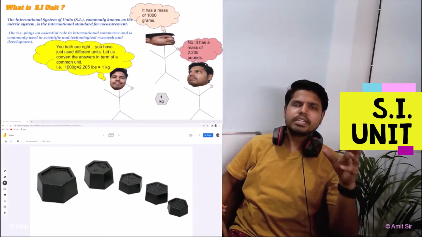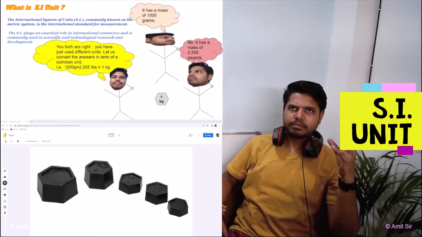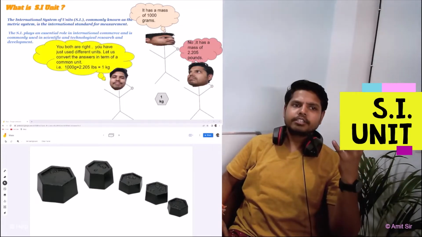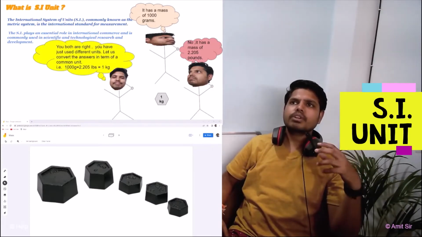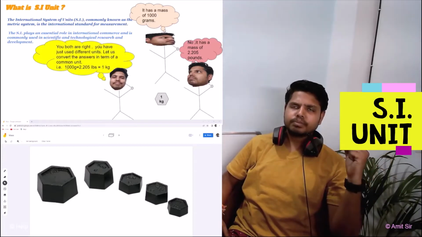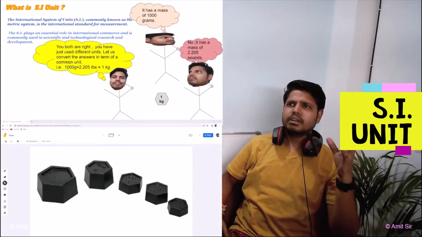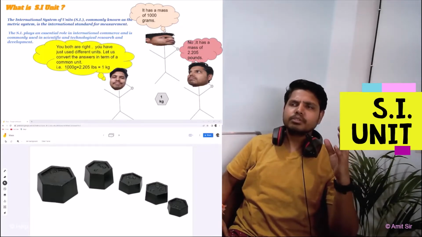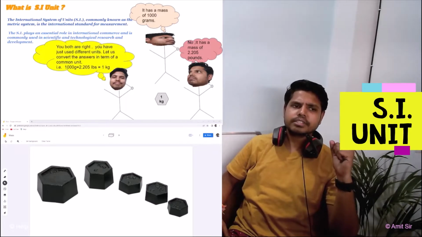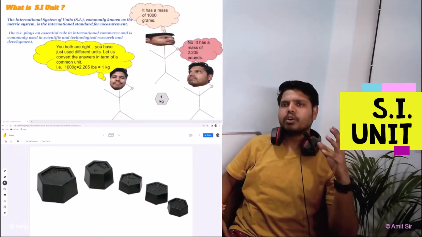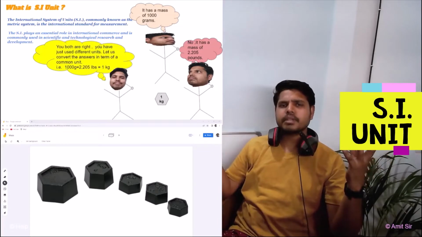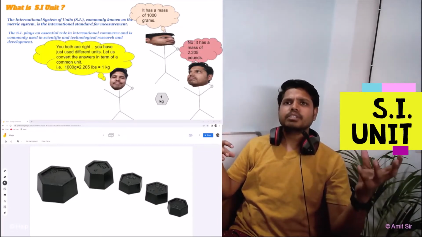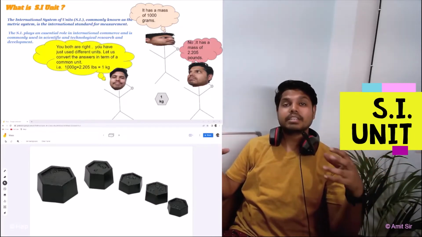Okay, so basically some set of measurements were made, which were called the International System of Units, which is common for every place. The SI system plays a very essential role in international commerce and is commonly used in scientific and technological research and development. Because if people living in different places find out the value of the same sample in different units, it is a bit difficult to analyze and observe.